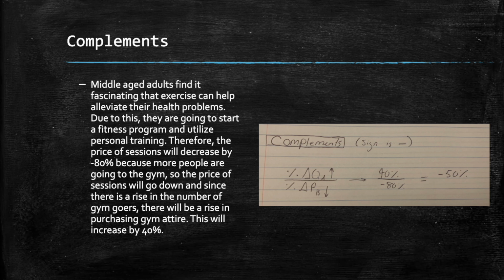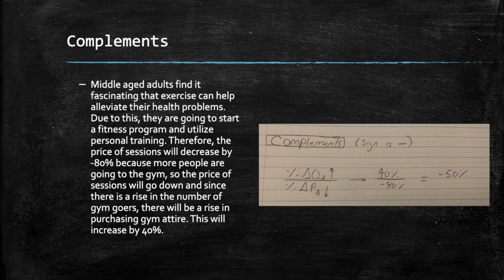So let's discuss this. As middle-aged adults find it fascinating that exercise can help alleviate their health problems, due to this, they're going to start a fitness program and utilize personal trainers. Therefore, the price of sessions will decrease by -80% because more people are going to the gym. So the price of the sessions will go down, and since there is a rise in the number of gym goers and clients, there will be a rise in purchasing gym attire, and this will increase by 40%.